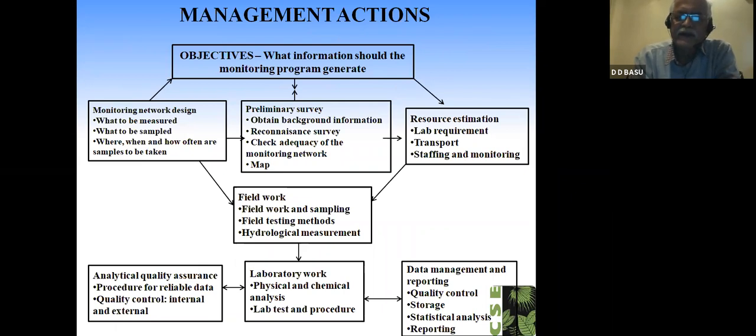So management action is what information the monitoring program should generate. That is, what is to be measured, what is to be sampled, where, and how often. That has to be seen. If the wastewater discharge into the river is highly biodegradable, with high BOD, then your sampling system will be different, BOD, COD. If BOD is high, COD is also high, and TDS is there, then your parameters will be selected like this.